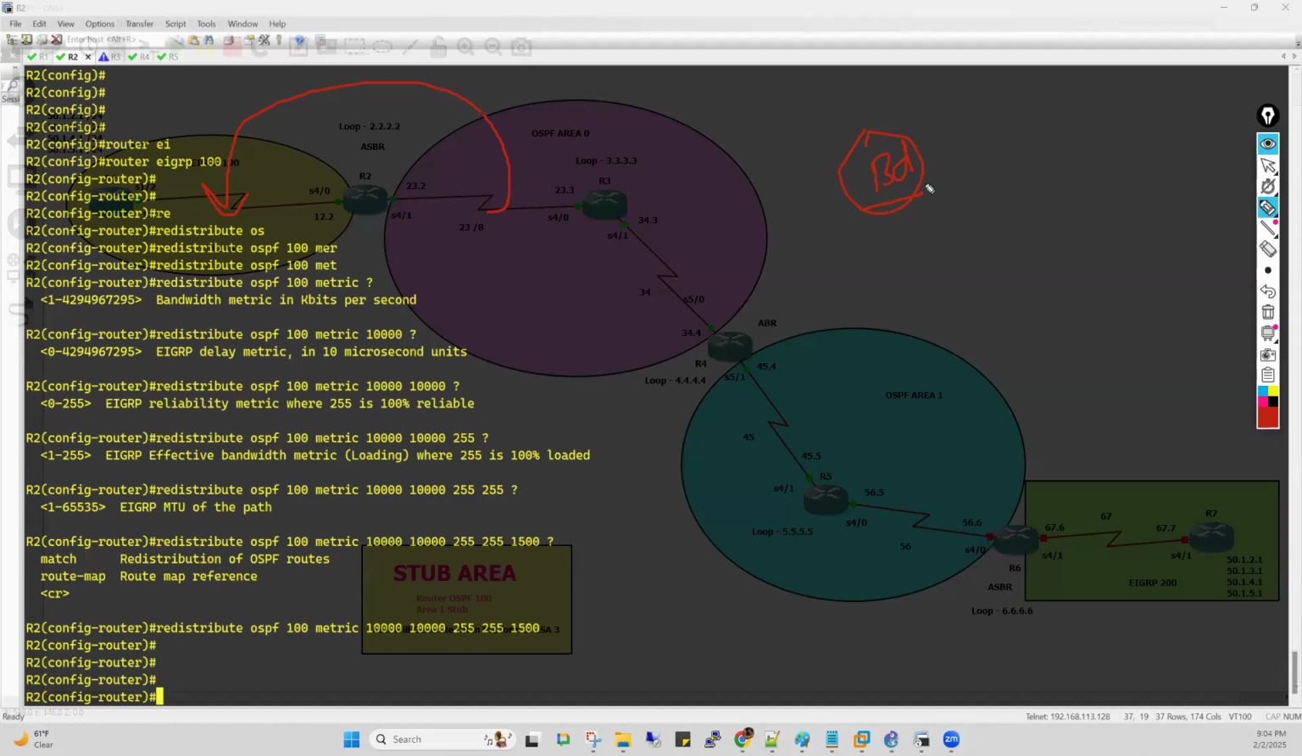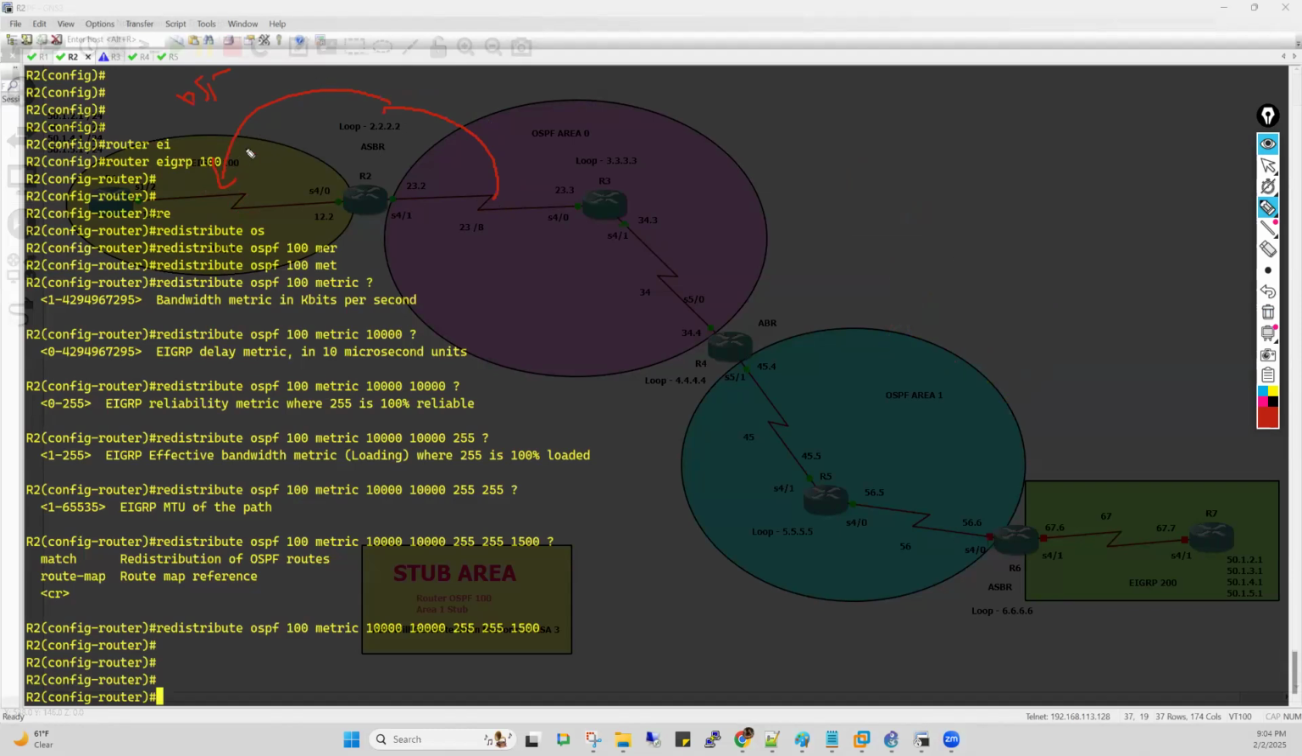So in OSPF, we are calculating the metric on the basis of bandwidth only. But when you check the formula in EIGRP, we are calculating the metric on the basis of load, bandwidth, delay, MTU, multiple things. Getting my point? So if you are redistributing OSPF into EIGRP, EIGRP only knows the bandwidth, because in OSPF you are using bandwidth.